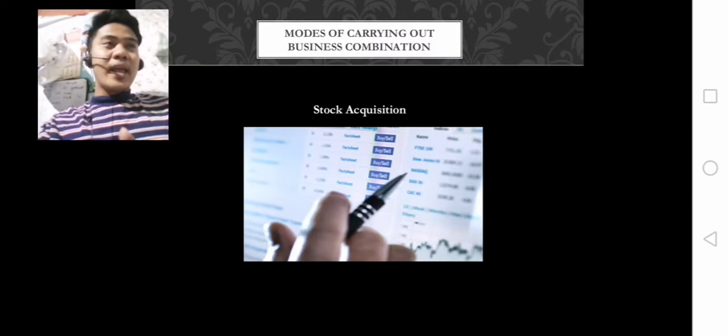Next, we have the modes of carrying out the business combination. Another type of business combination is the acquisition of stocks, or stock acquisition. The most important thing in stock acquisition is that you must acquire 51% of the shares. If you acquire 51% of the shares, there will be control. However, if it is 1 to 19% acquisition, it would be fair value through profit or loss. Other than that, if it is 21 to 49%, it is an implication that it would be accounted for as investment in associate, which we will talk about later, during second semester.